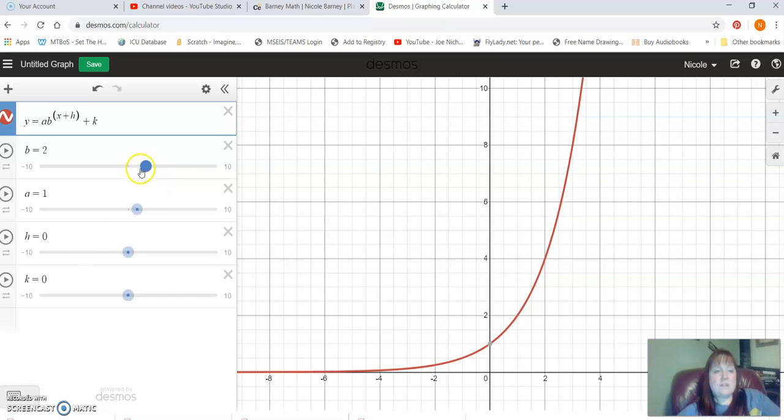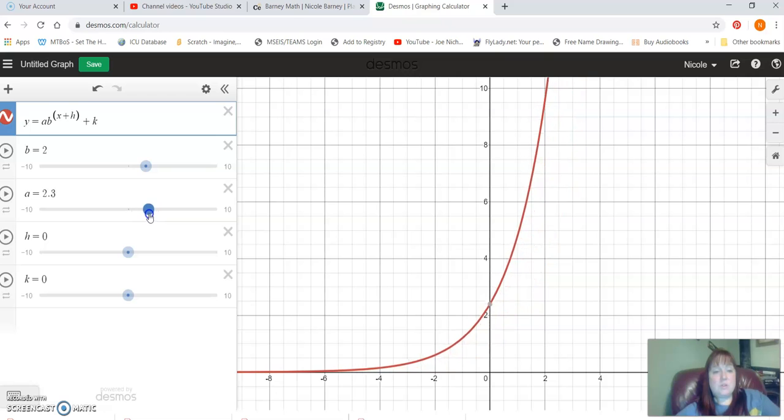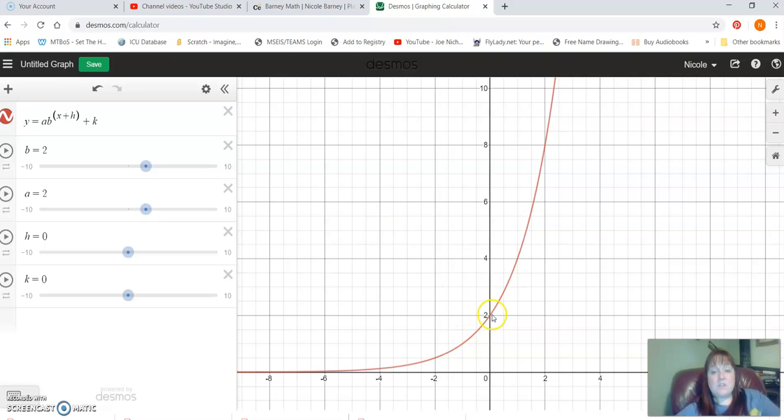Okay, so now let's see what happens when I change a. Actually, yeah, let's change a first. Okay, so we're changing a, and remember a is outside the function. Do you see it's not with the x? So the function is some number to an exponent. That's the function. And since a is outside of that function, it only changes our y values. It only affects our y values, not our x values. And it's going to multiply all of our y values by a. So if I change it up to 2, it's going to multiply all my y values by 2. So now that point that was at (0, 1) is now at (0, 2).